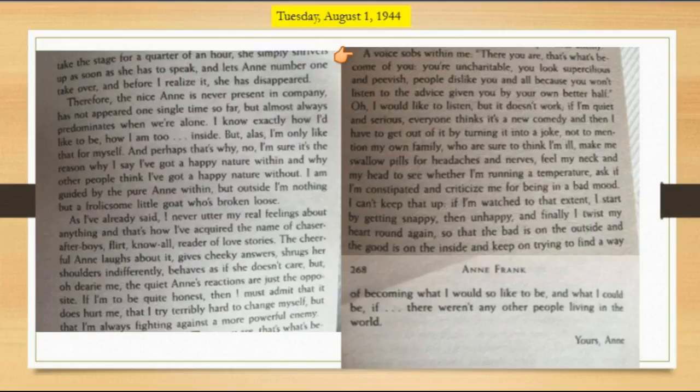A voice sobs within me. There you are, that's what's become of you. You're uncharitable, you look supercilious and peevish. People dislike you, and all because you won't listen to the advice given you by your own better half. Oh, I would like to listen, but it doesn't work.